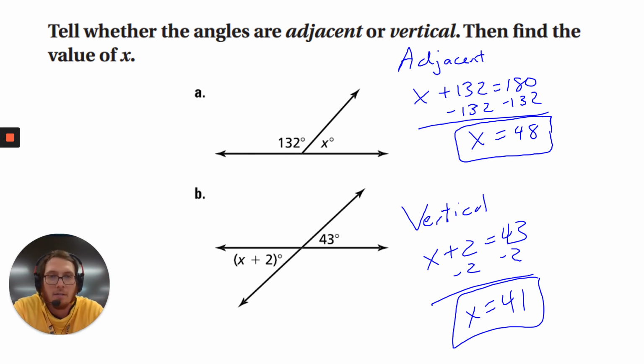I'm going to push the one-step and two-step equation idea because it reinforces ideas that you need to know for your future classes. For vertical, remember vertical angles are congruent to each other, so these two angles are opposite of the crossing lines. So you're going to set those things, x plus 2 equal to 43, subtract 2 on both sides, and you get an answer of x equals 41.